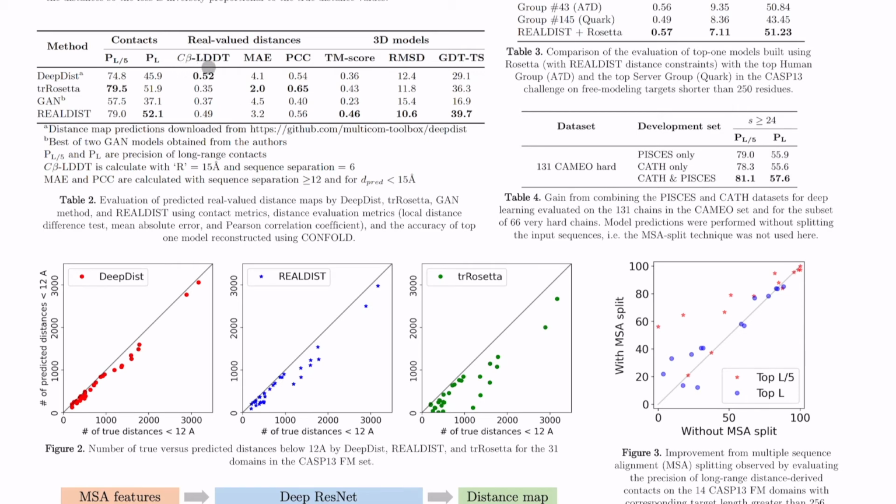And this is also captured by the carbon beta LDDT metric, where we can see that TR Rosetta has a significantly lower carbon beta LDDT.